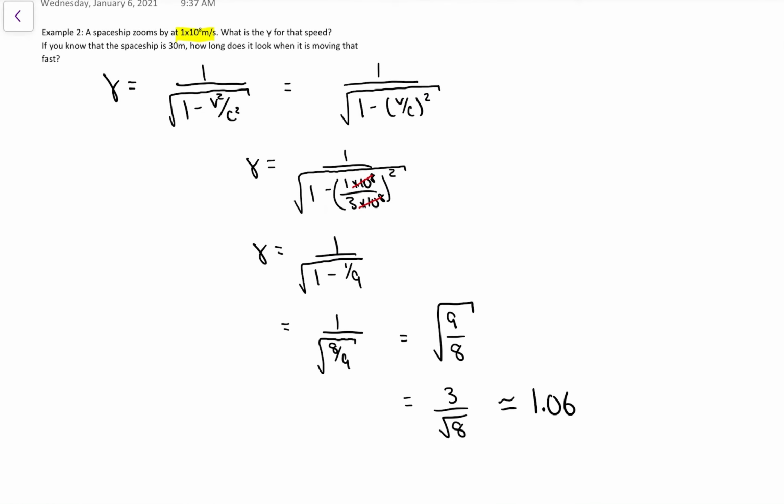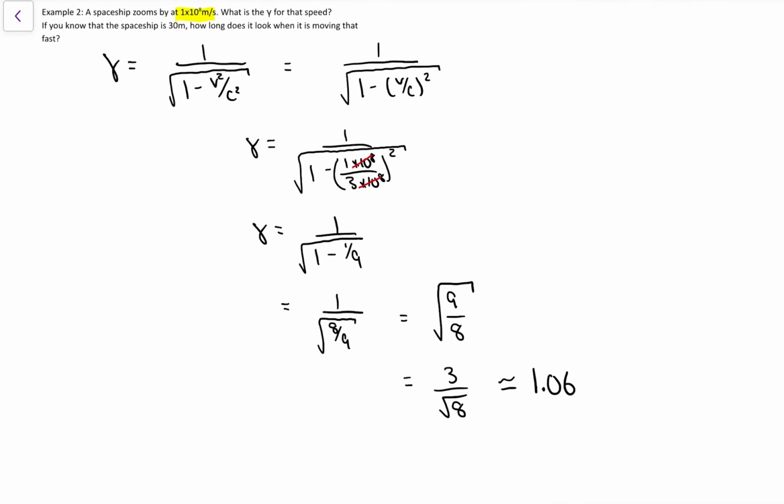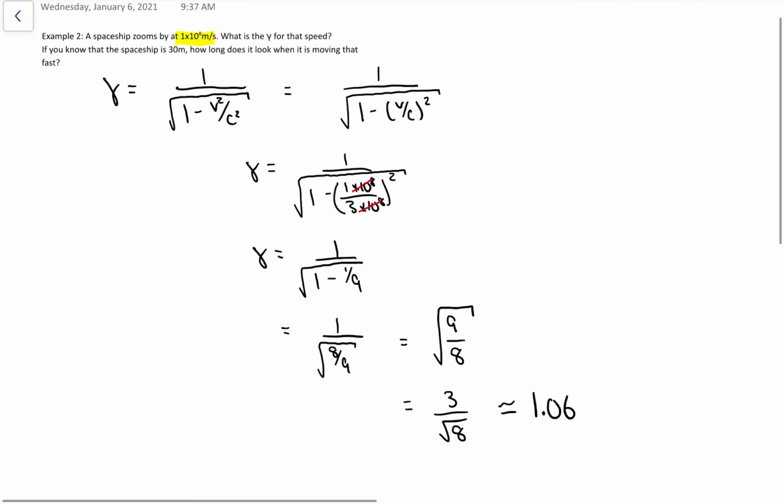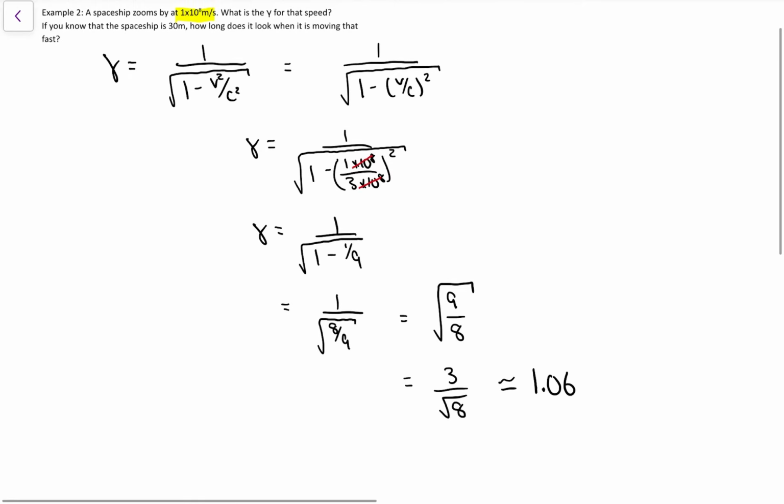So for a spaceship zooming, for anything zooming at 1 times 10 to the 8, so 1/3 the speed of light, we get a gamma of only 1.06. That means time is going to tick slower by a factor of 1.06. The spaceship is going to behave as if it's 1.06 times heavier. It's not heavier, it just takes more force, so we interpret that as an increase in mass.